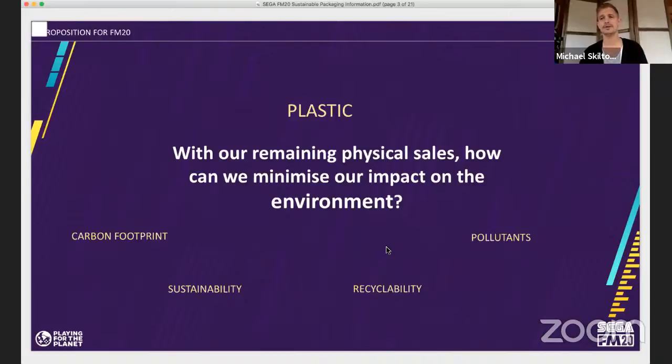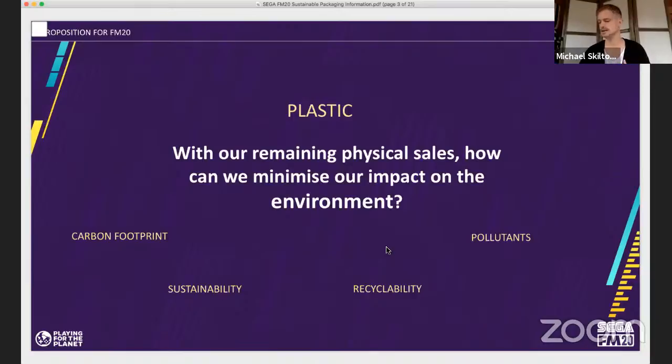You simply download it from the internet straight onto the hard drive or flash drive of your particular device. So how can we minimize our impact on the environment? Well, the first method would be to make people want to download the digital version of our game as opposed to purchase the actual physical copies in the shops.